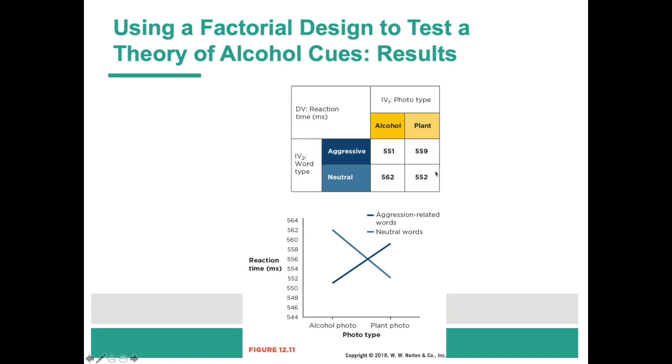So if these are our results, we can say the alcohol photo, when it's aggression-related words, results in faster time than alcohol photo with neutral words. But the opposite is true when there's a plant photo. Neutral words are actually faster reaction time, and then aggression-related words are slower. So again, this is a crossover interaction, where the effect of the type of photo depends on the type of words.